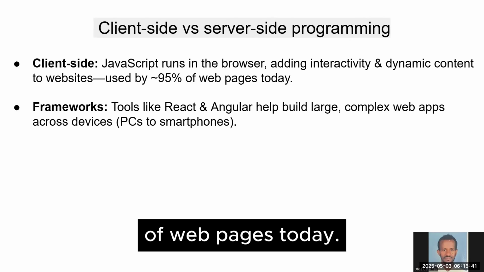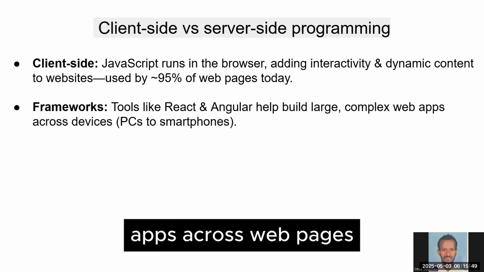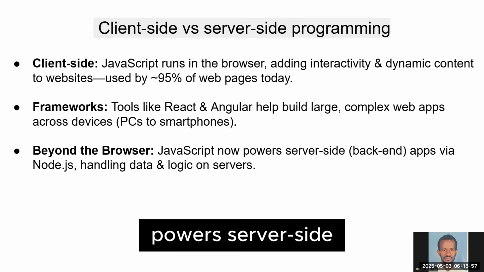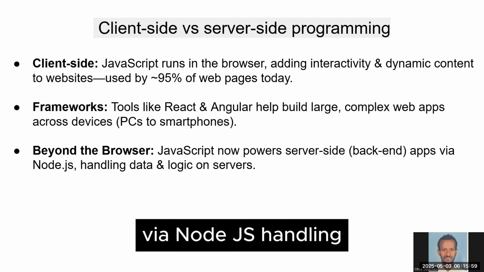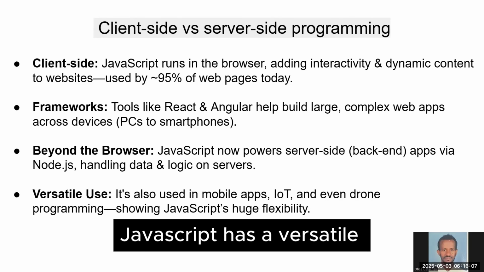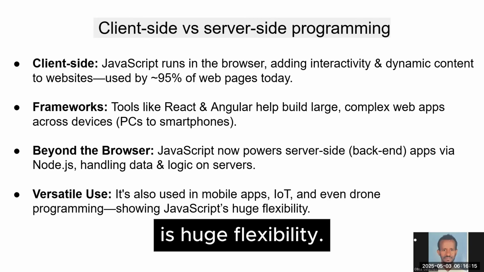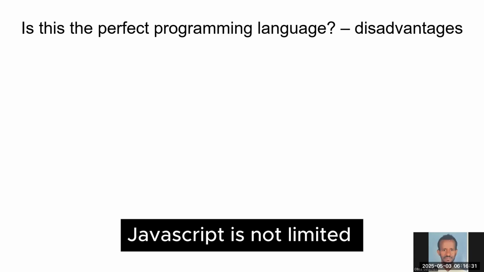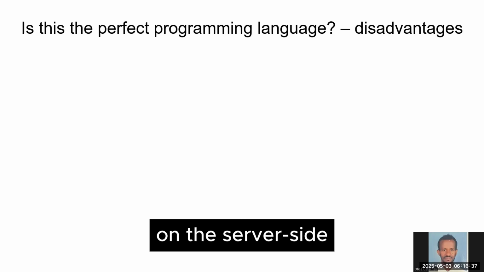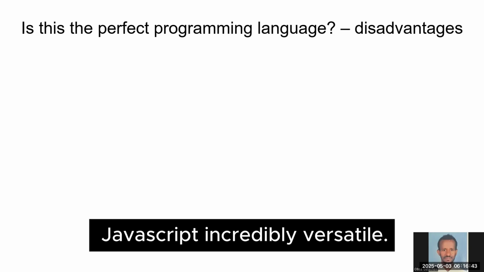It is used by 90% of web pages today. Framework tools like React and Angular help build large, complex web apps across web pages, from PCs to smartphones. Beyond the browser, JavaScript now powers server-side backend apps via Node.js, handling data and logic on servers. JavaScript is also used in mobile apps, and even in drone programming, showing its huge flexibility. JavaScript is not limited to just the browser. With the introduction of Node.js, we can now use JavaScript on the server side to handle data and logic. This makes JavaScript incredibly versatile.